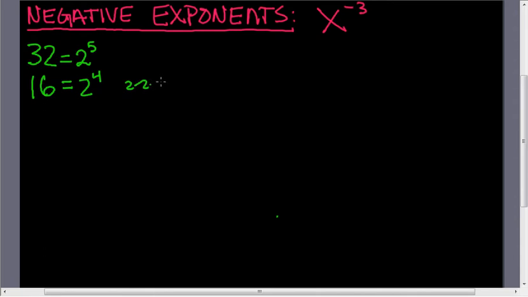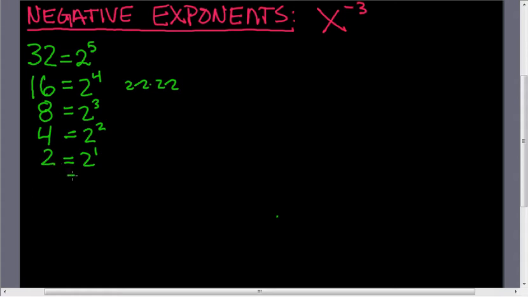I'm just multiplying it out. Okay, what's 2 to the power of 3? 2 times 2 times 2. What's 2 to the power of 2? 2 times 2 is 4. What's 2 to the power of 1? Well, it's just 2.